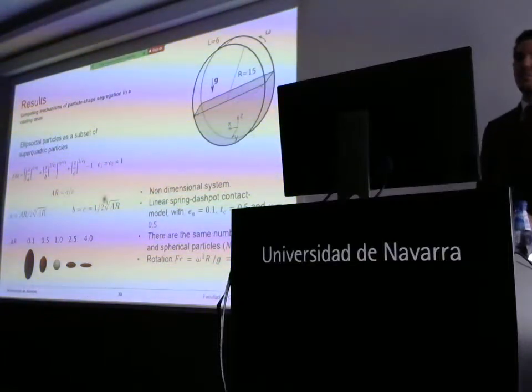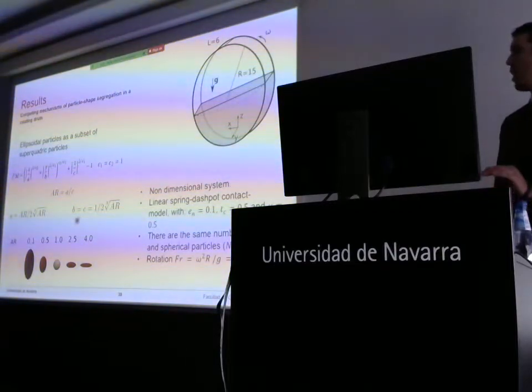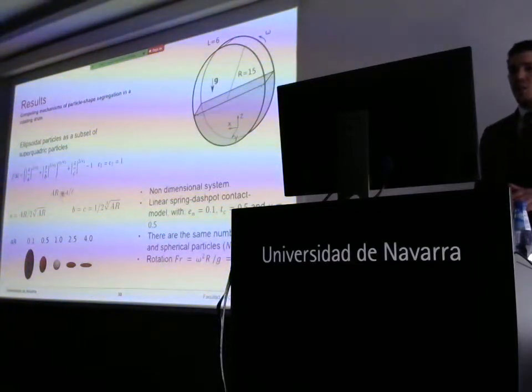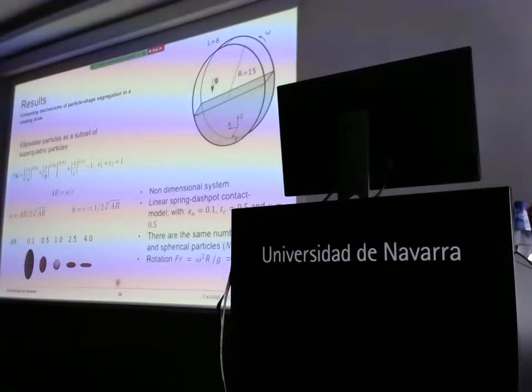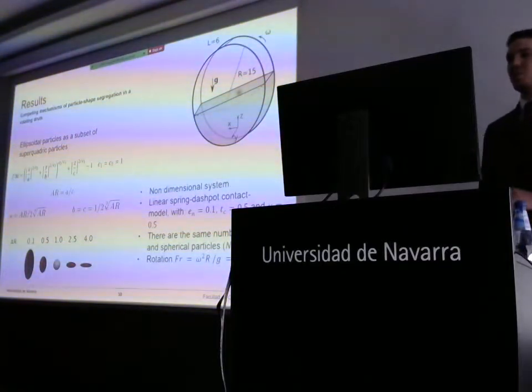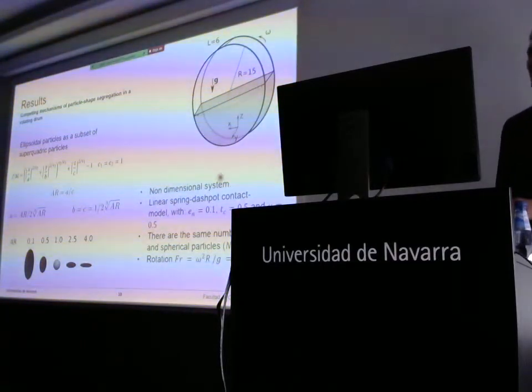And if we set these two formulas here, we can obtain particles with a different shape but keeping the same volume, and the density of the material is the same. Depending on the aspect ratio value, if the aspect ratio is less than 1, we will obtain oblate ellipsoids, and if the aspect ratio is larger than 1, we will obtain prolate ellipsoids. These are the geometric characteristics of the system, and we have simulated a non-dimensional system. That means that the diameter, the mass, and the gravity of this system are equal to 1.